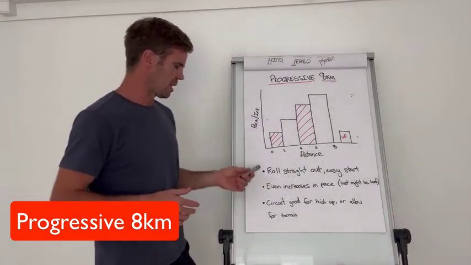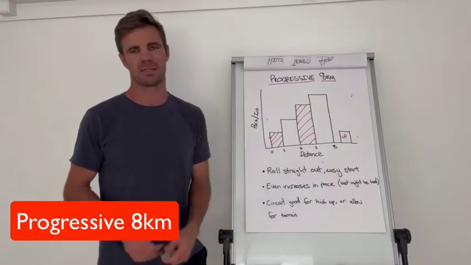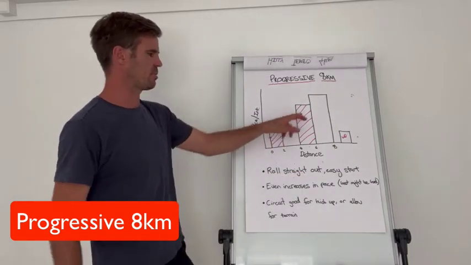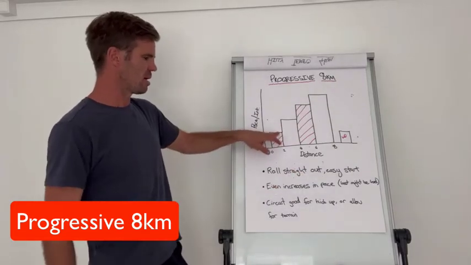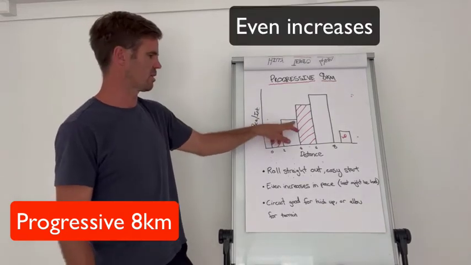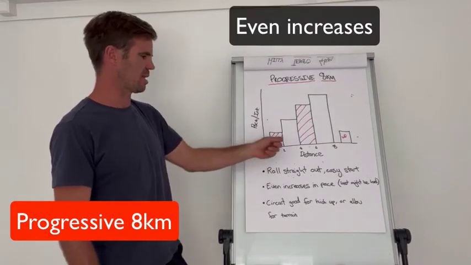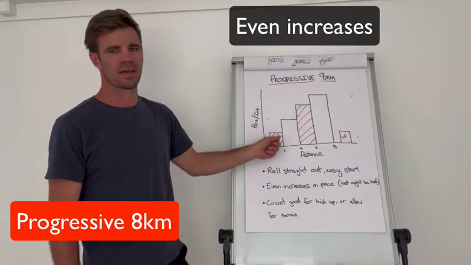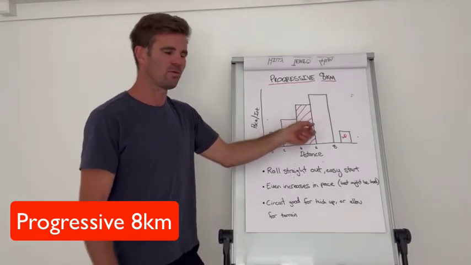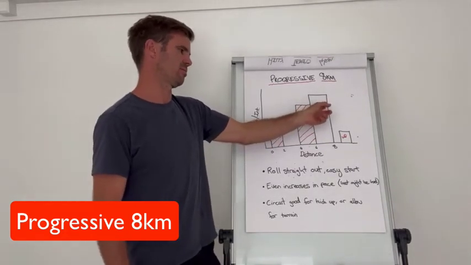We've said that. Let's have even increases in pace or intensity. So let's say it's 10% intensity, or that might be like 15 seconds per kilometer. And then on the next one, try and do the same. So you might start here at 5-minute K, 4:45, 4:30. And then on the last one, 4:15.